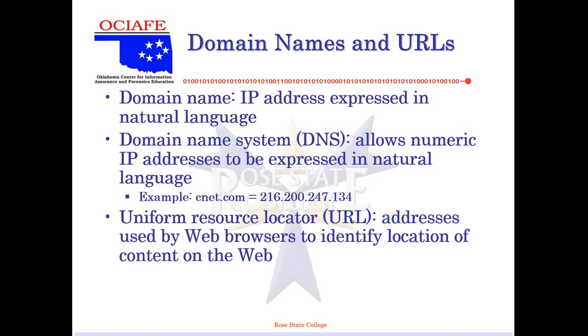It is a server service that allows IP addresses to be expressed in a natural language. Instead of saying 216.200.247.134, I can just type in cnet.com. It goes to the same place. The Uniform Resource Locator, or the URL, is an address used by web browsers to identify the location of content on the web.